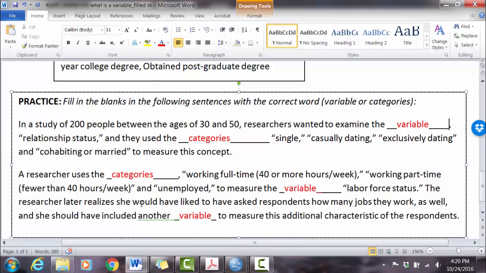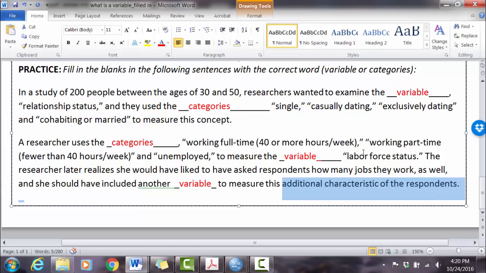The researcher later realizes she would have liked to have asked respondents how many jobs they work as well, and she should have included another variable to measure this additional characteristic of the respondent. So that was the big clue. If you weren't sure for that last one what word went in there, you were thinking, well, did she need to add another category? But here we were trying to add an additional characteristic of the respondents, and that's the definition of a variable.